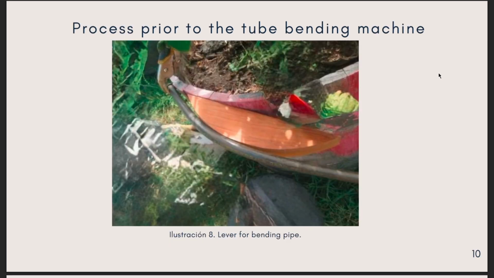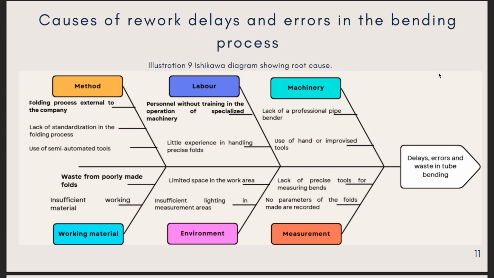The process prior to the tube bending machine: before the machine was implemented, tube bending was performed manually or with heat, resulting in inaccurate bends, angle errors, and wasted material. The causes of rework, delays, and errors in the bending process.